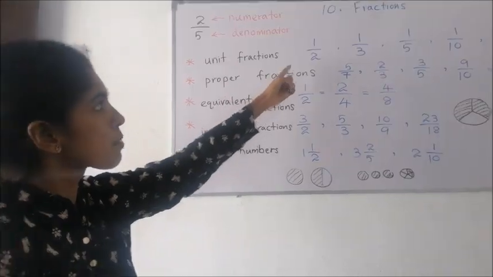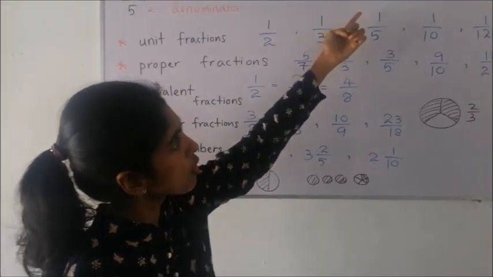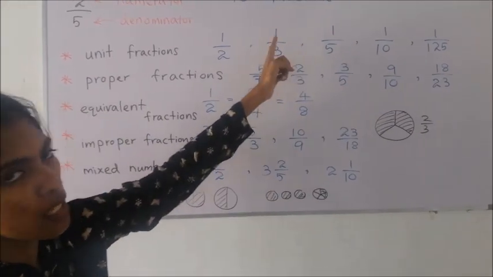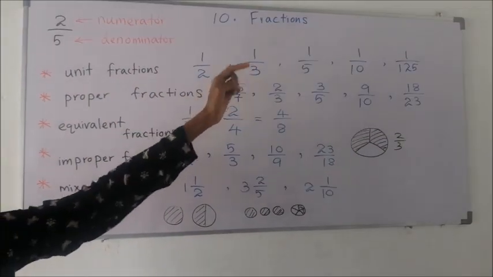See, I have given you some examples. Every time the numerator is 1 only. The denominator can be anything, right? So these are unit fractions.